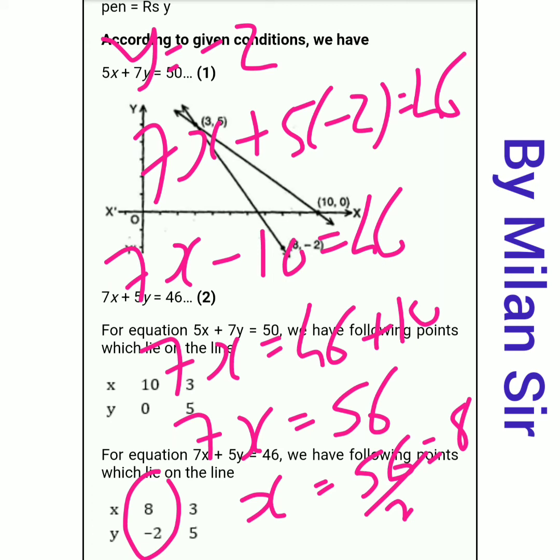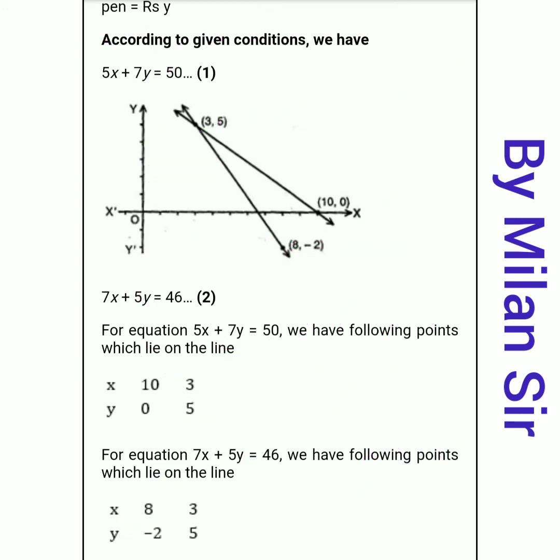You need to put in your own logic. So here, if you put y is equal to minus 2, you will get x is equal to 8. So the first point you get here. Okay, now for the second point, this time we try to put the value of x here. So here 7x plus 5y is equal to 46.